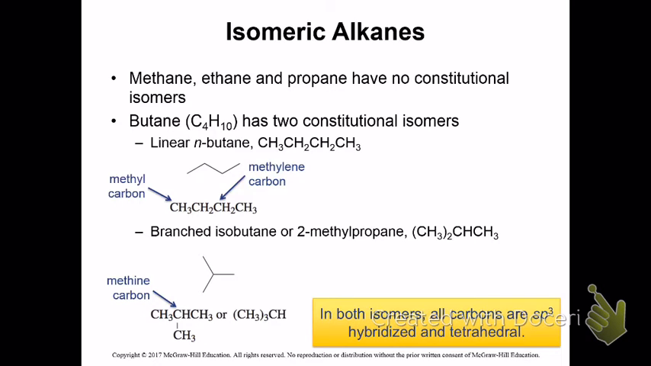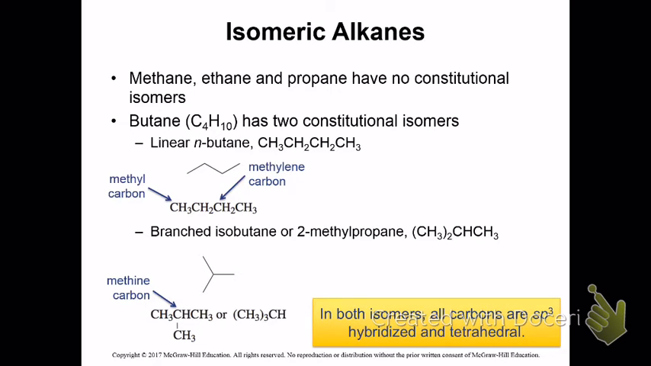However, butane has 2 isomers. You can have it where it's a straight chain, and it's called butane because it's an alkane. It's got 4, meth, eth, prop, but. So butane, okay? And then you can have 2-methylpropane. Everything is sp3 hybridized.